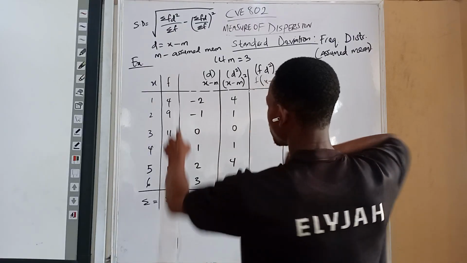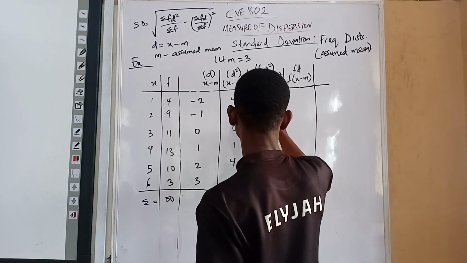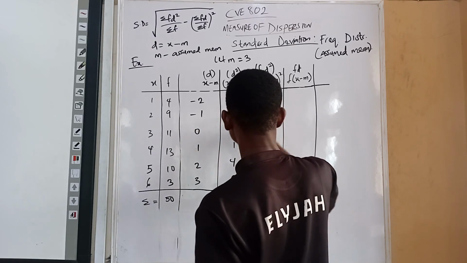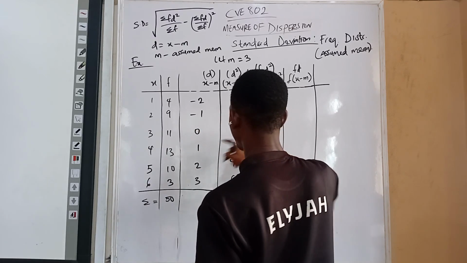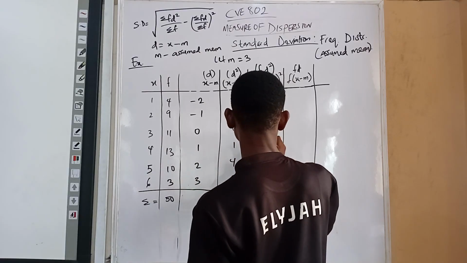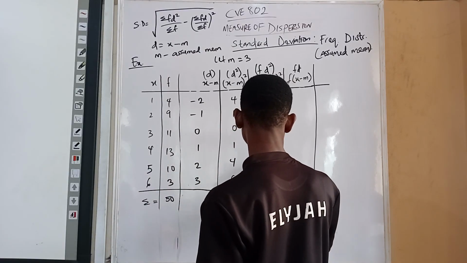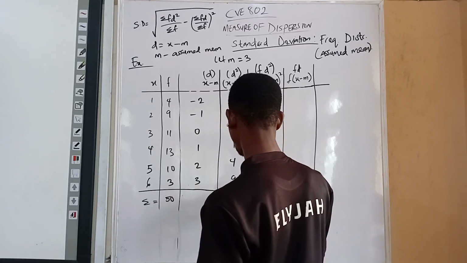From here, f multiplied by d squared. That means this frequency multiplied by this. 4 times 4 is 16. 9 times 1 is 9. 11 times 0 is 0. 13 times 1 is 13. Then 10 times 4 is 40. 3 times 9 is 27.